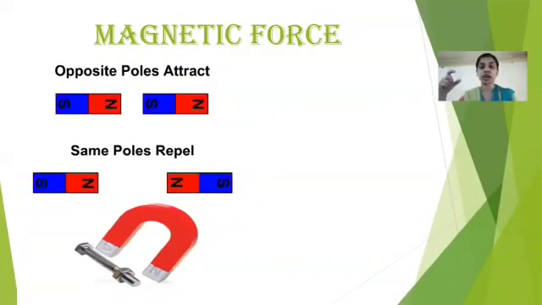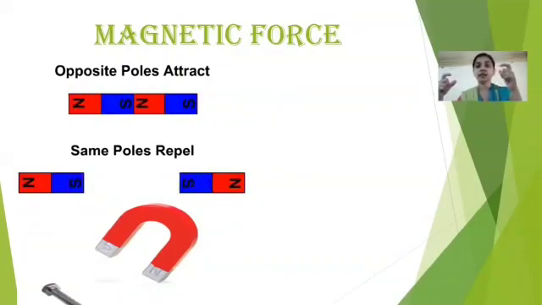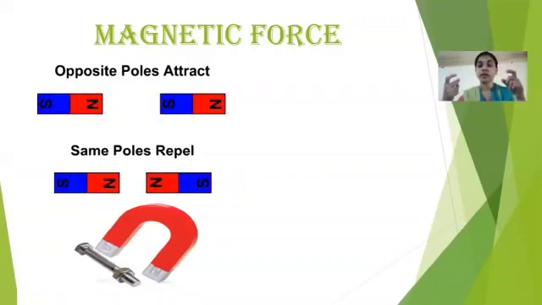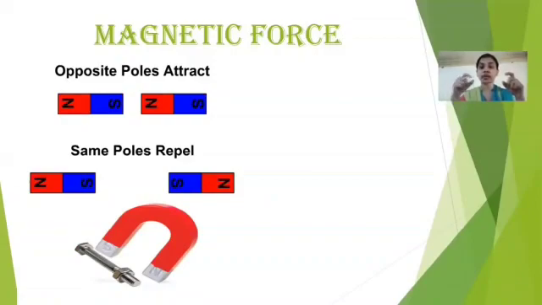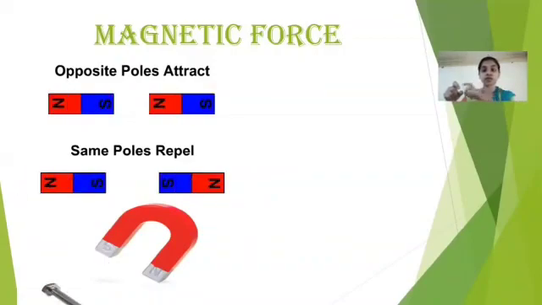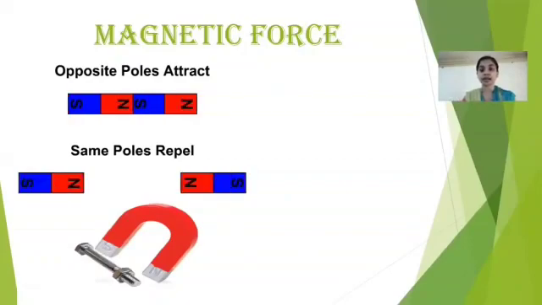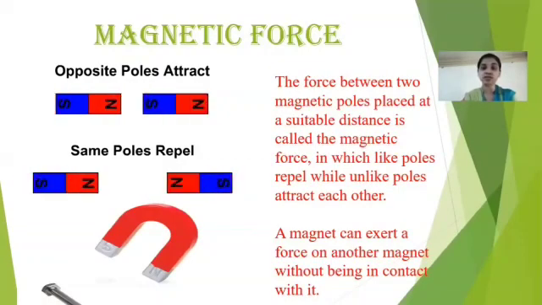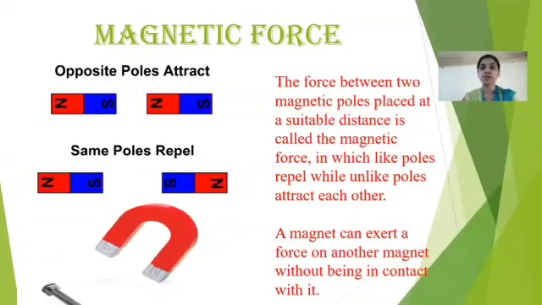Suppose here I have a magnet and here I have a magnetic material. So what is the tendency of that magnet? The tendency of the magnet is to attract the magnetic material towards that side. Either they attract, or they repel. Means the force between two magnetic poles placed at a suitable distance is called the magnetic force.